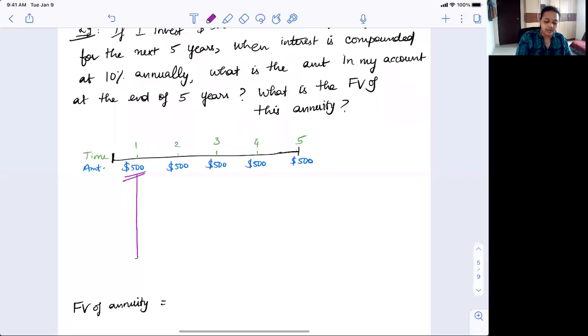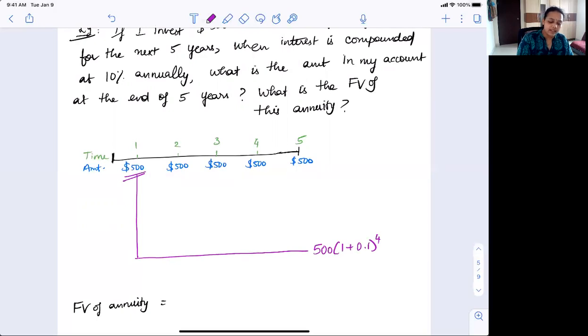So the 500 is going to sit in the account for 4 years and it's going to compound at the rate of 10% every year. So this money at the end of the time period is now going to be 500 times (1 plus 0.1) to the power 4.